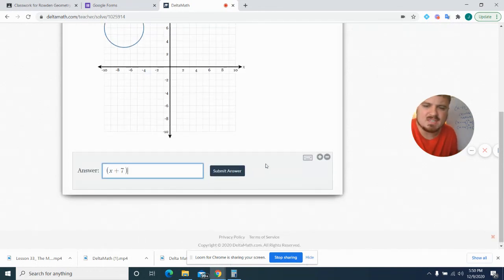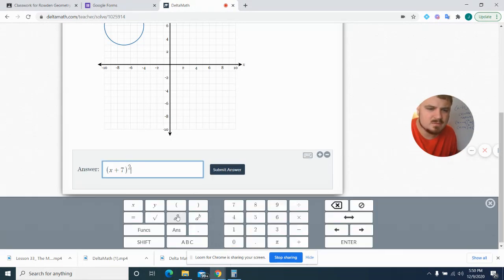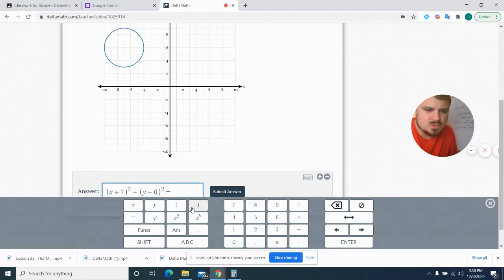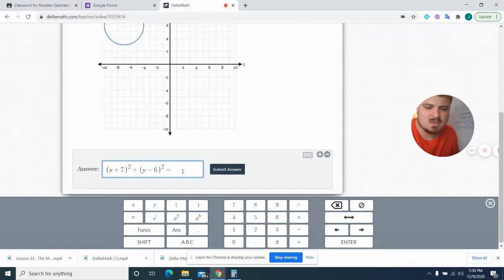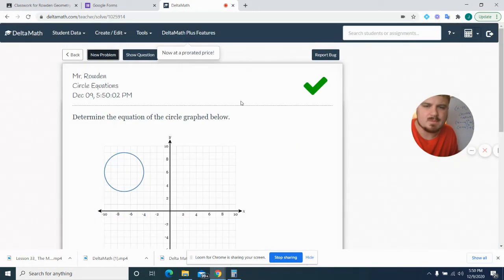Again, the center was -7, 6. So x plus 7 squared plus y minus 6 squared equals, and then what's the radius? Start right here. 1, 2, 3, and then you take whatever the radius is and square it. So 3 squared is 9. And they're happy with the answer.